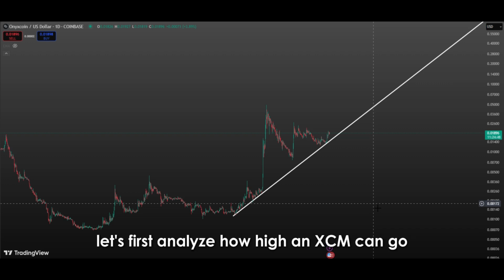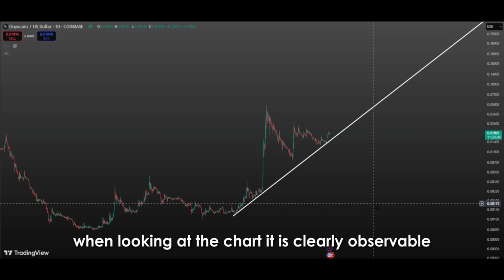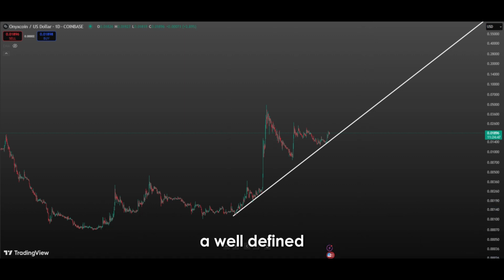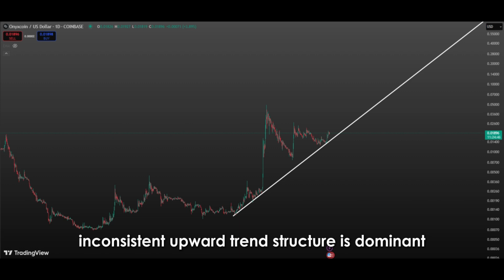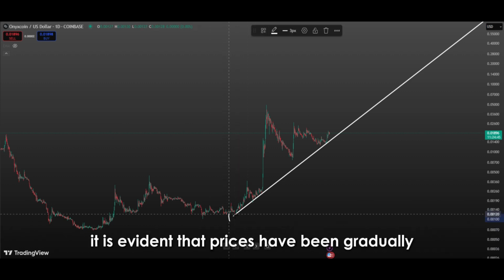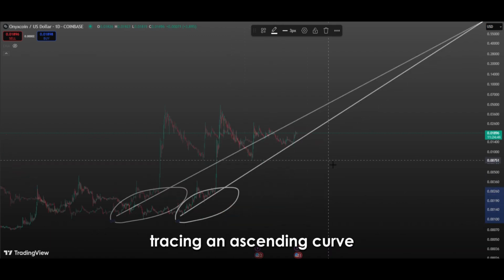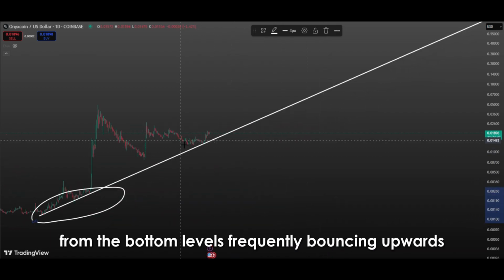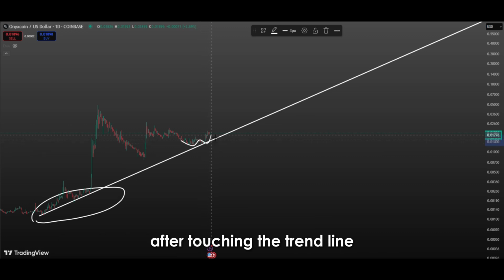Let's first analyze how high an XCN can go. When looking at the chart, it is clearly observable that a well-defined and consistent upward trend structure is dominant. Analyzing the general direction of price movements, it is evident that prices have been gradually tracing an ascending curve from the bottom levels, frequently bouncing upwards after touching the trend line.